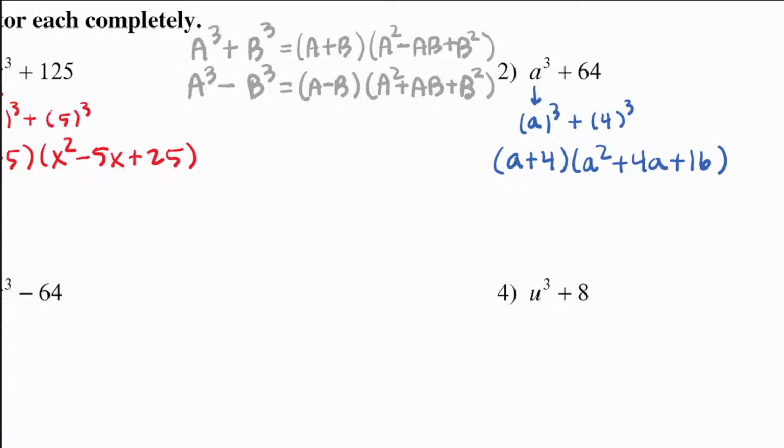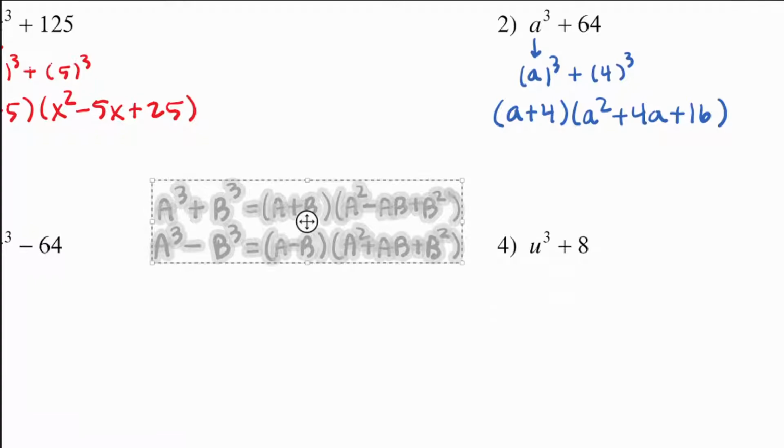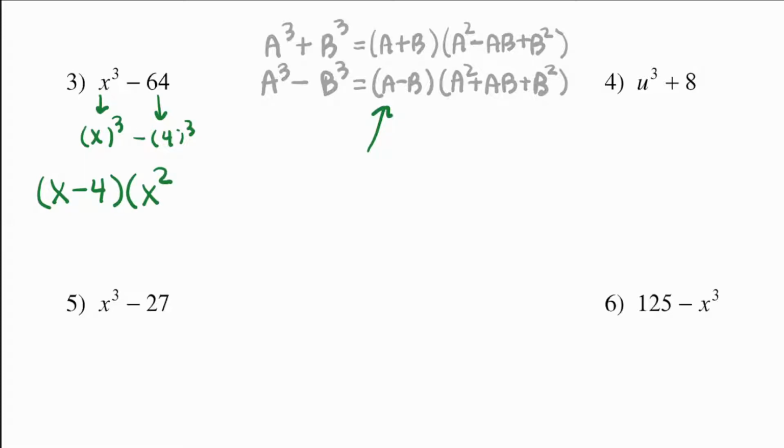I'll bring the pattern down as I keep working. So x to the third minus 64, that's going to be x to the 3 minus 4 to the 3. So I'll be using this one right here, x minus 4 multiplied by x squared plus 4x plus 4 squared.